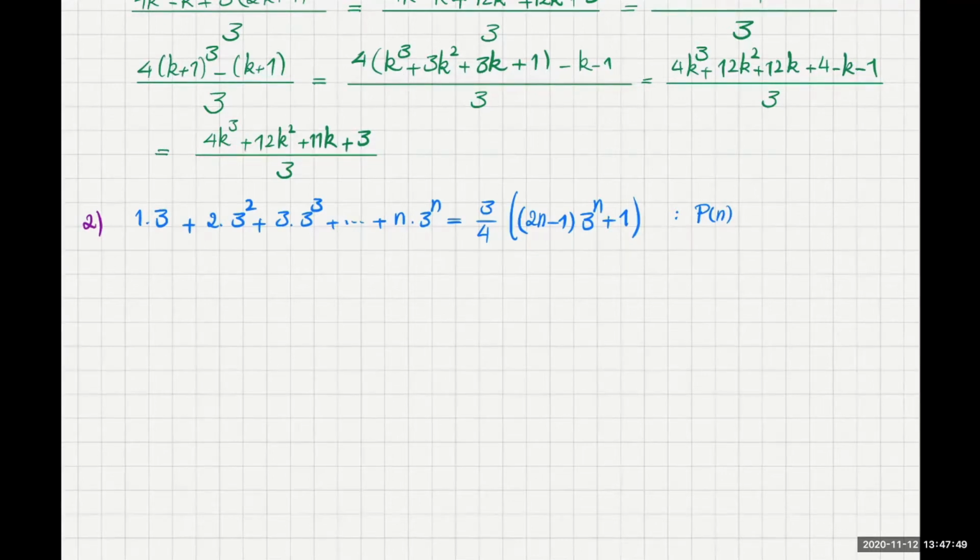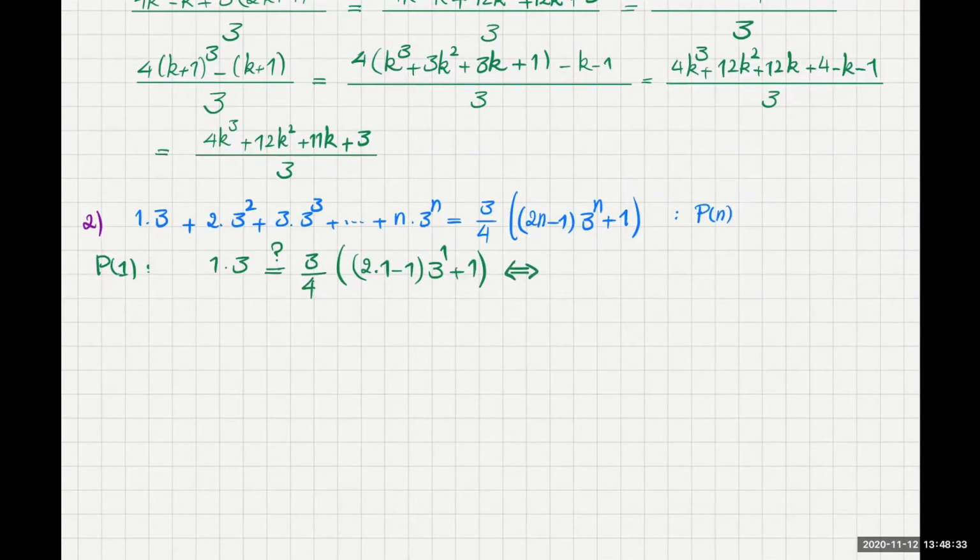So the first thing that you do is to check P1. So what is P1? P1 means that you need to replace n with 1. So when you replace n with 1, you get the first term. So it means that this is the end. You need to stop there. So for P1, the left-hand side is 1 times 3. You need to ask yourself, is this equal to the right-hand side when n is replaced by 1? So 2 times 1 minus 1, 3 to the power 1 plus 1. Okay, so you need to write it in this way in the exam. So it means that you are showing that you are replacing n with 1. And then you want to see if this is true or not.